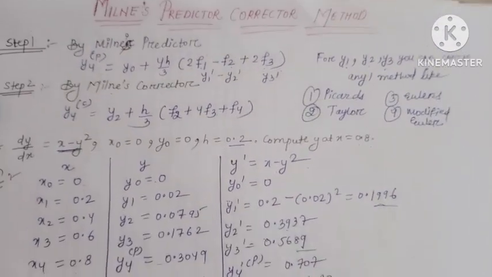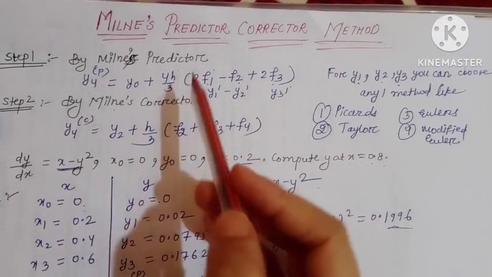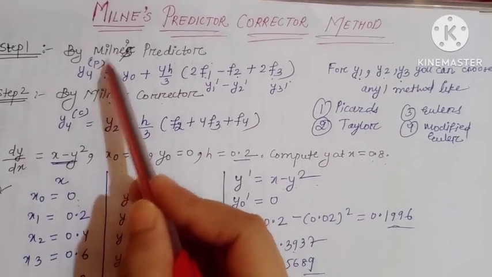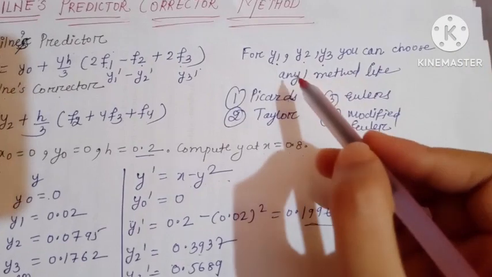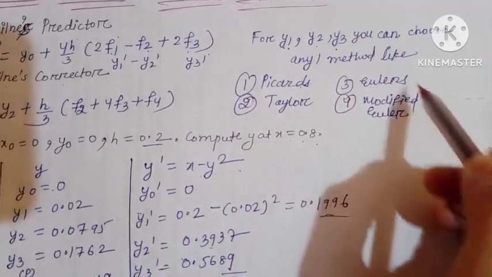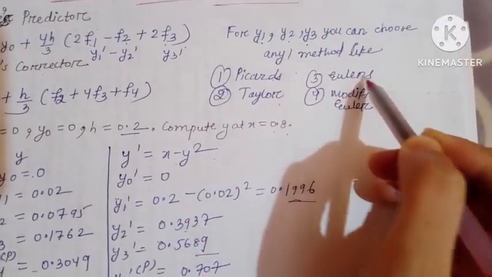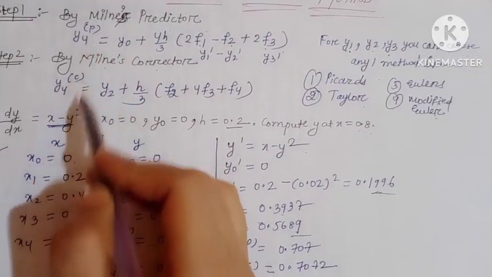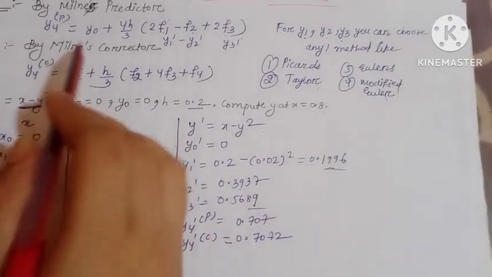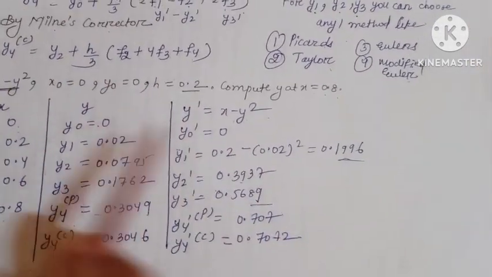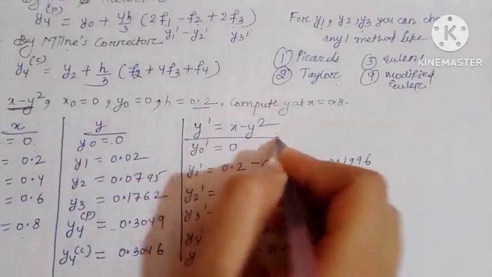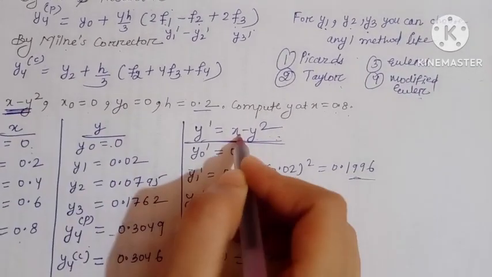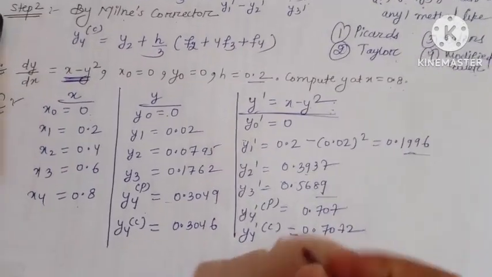I hope you all understand. See, it's very easy. In Milne's predictor corrector method, these are the two formulas, Y4P and Y4C. For Y1, Y2, Y3, you can choose any of the methods: Picard's, Taylor, Euler, modified Euler. Then you will find Y4, then just substitute in the formula. So this is the table of X, Y, and F, which is X minus Y square. So this is our final solution.